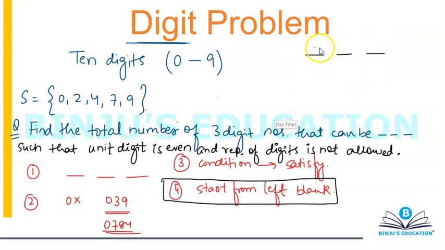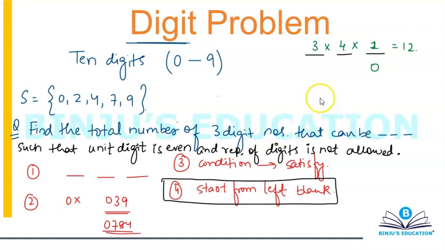So case number 1, when 0 is at the last position, that is only one possibility. Now once 0 is used, you can't use 0 again because repetition is not allowed. So I don't have to worry about using 0 again, which leaves me with only 4 digits for second position and 3 digits for the first position. That's a total of 12 cases.